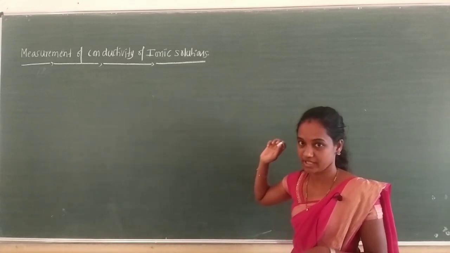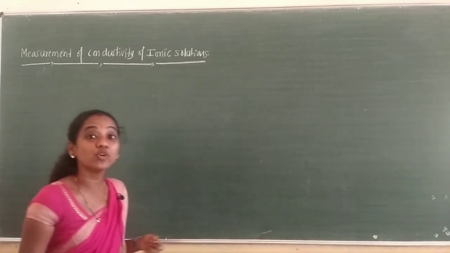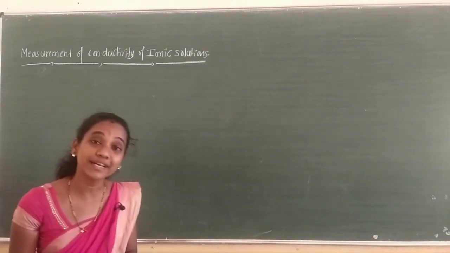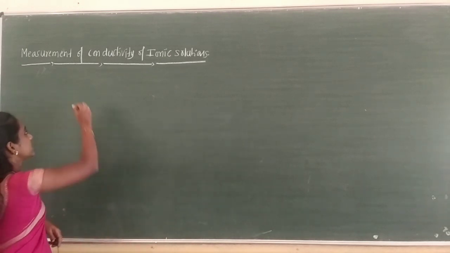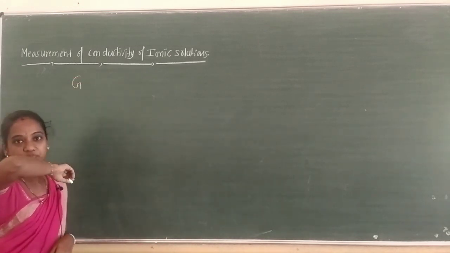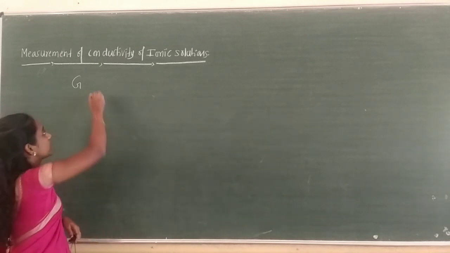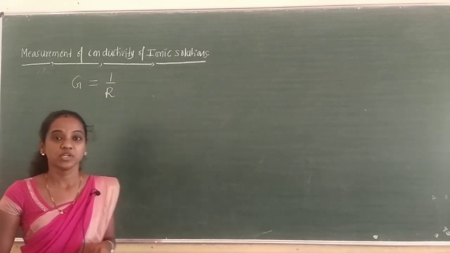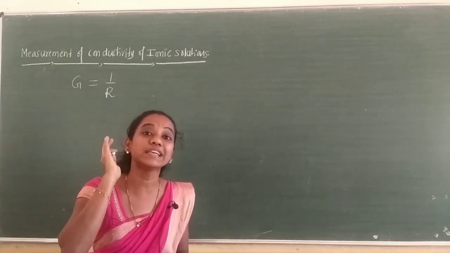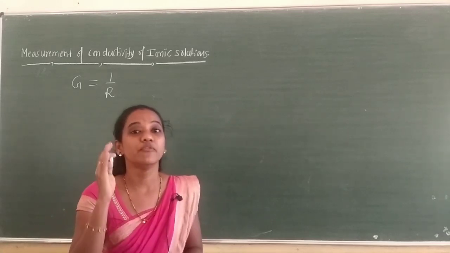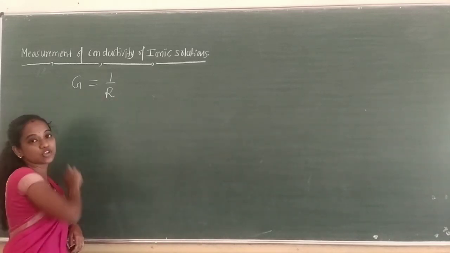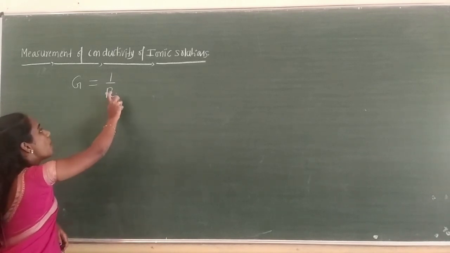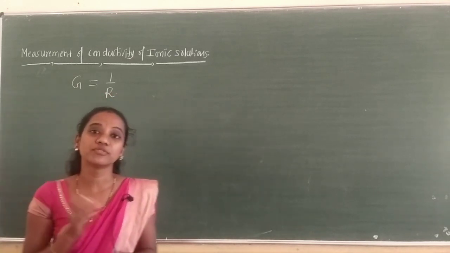In order to calculate the conductivity of a solution, first we need to calculate the conductance of the solution, which is represented by the symbol capital G. But we also know that conductance is the reciprocal of resistance. So before finding the conductance of a solution, we need to know its resistance. First, we have to measure the resistance of the solution.